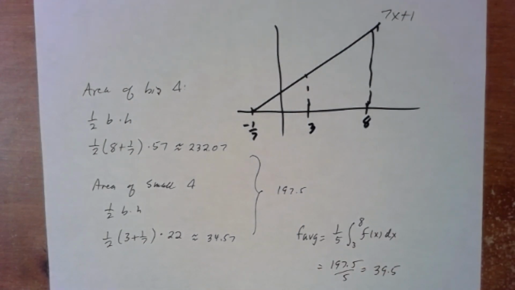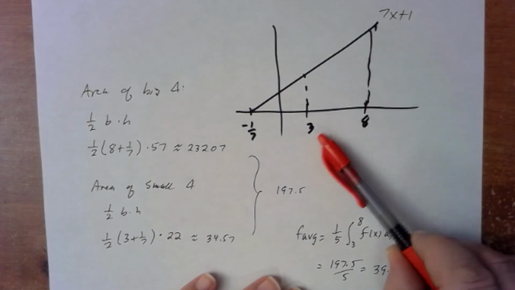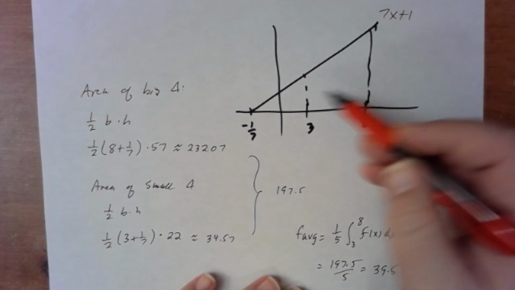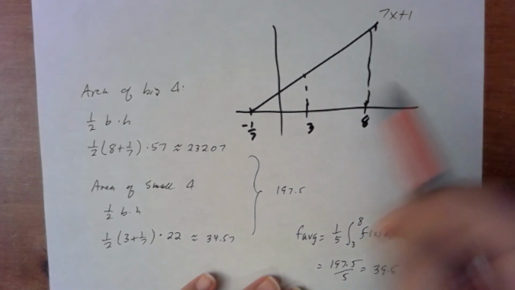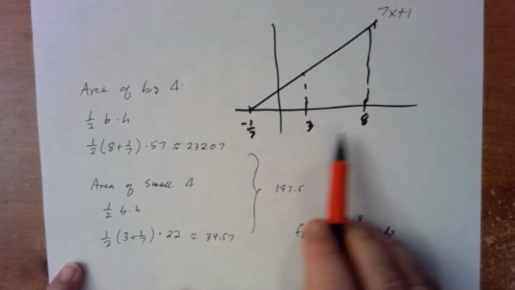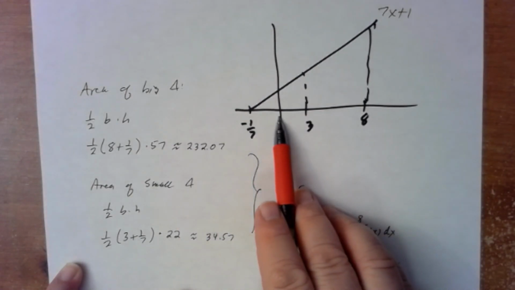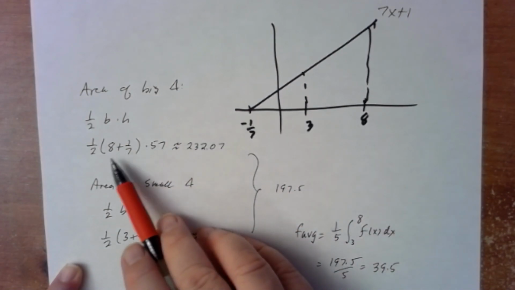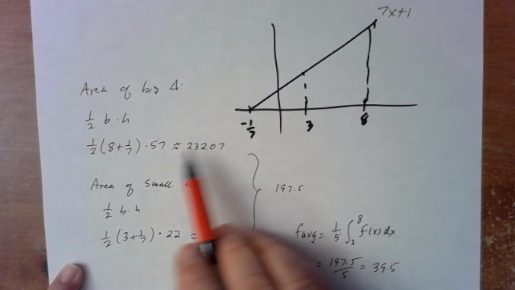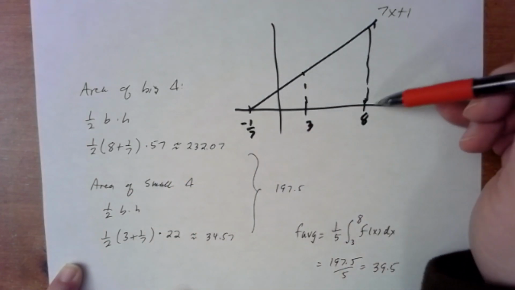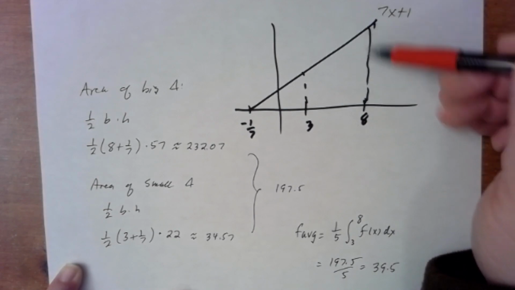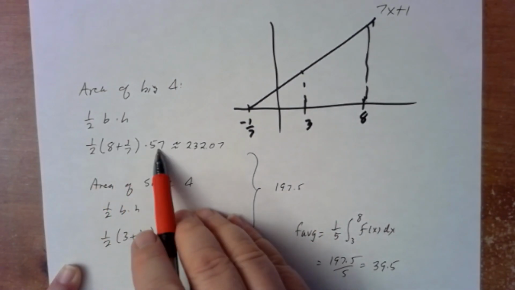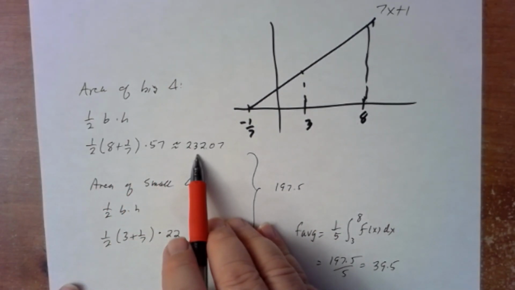So we're trying to find the average value of this function 7x plus 1 on the interval from 3 to 8. And it's pretty straightforward. You take the area of the big triangle minus this area of the small triangle. And so the area of the big triangle is going to be 8 units from the origin out to 8, right? And then there's another 1/7 units there, so it's going to be 8 plus a 7th for that whole thing. That's the base. Then the height is found by plugging in 8, and we get 57. And so it's 1/2 base times height. You should get about 232.07.